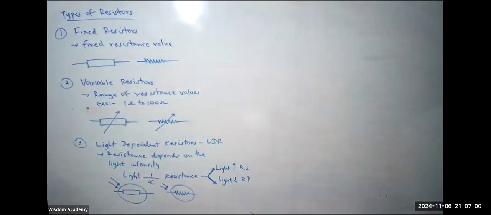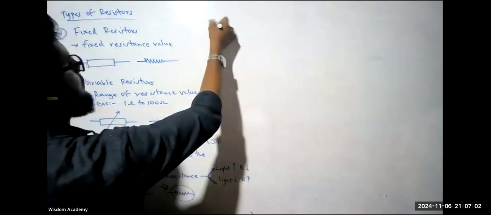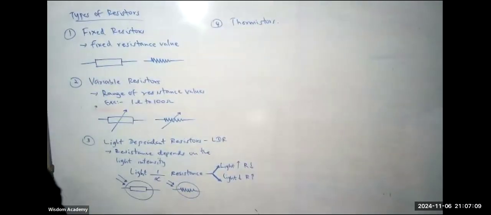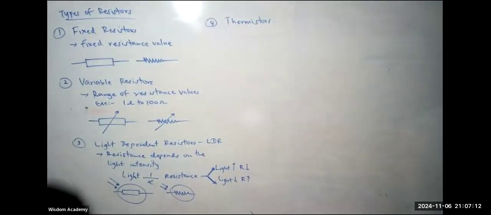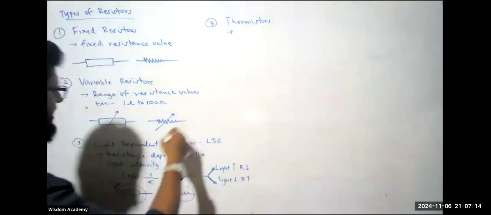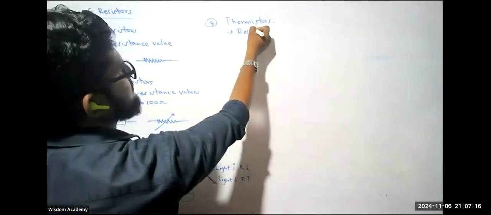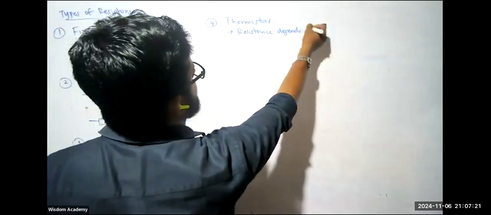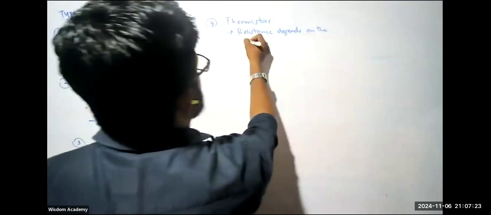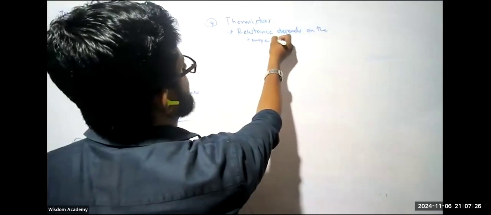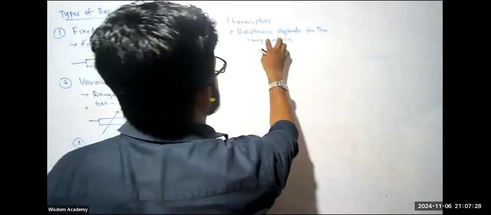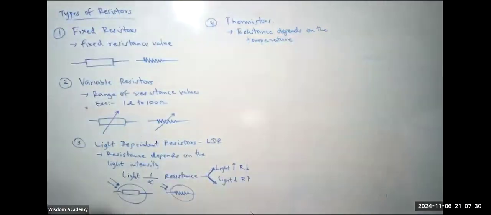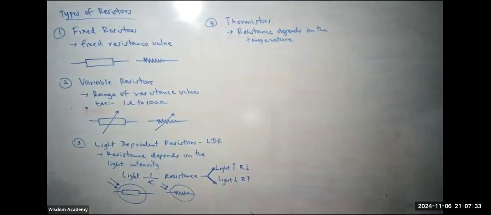All these theories. And number 4, thermistors. When you take thermistors, here the resistance value depends on the temperature. Resistance depends on the temperature.